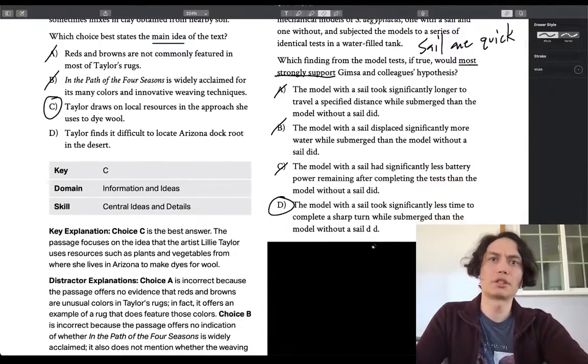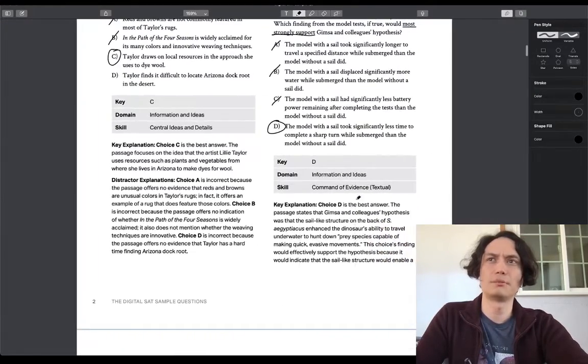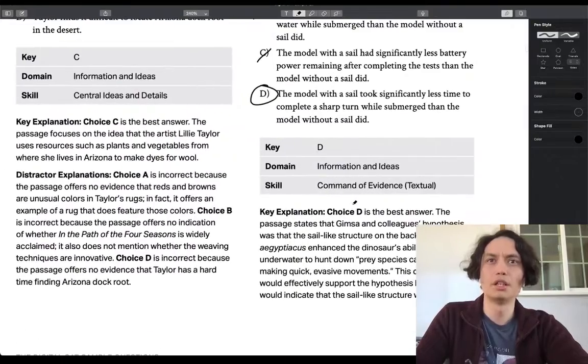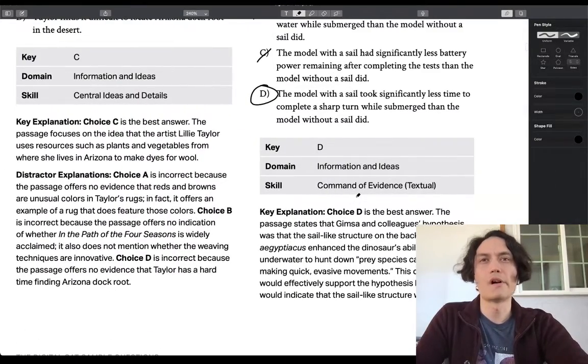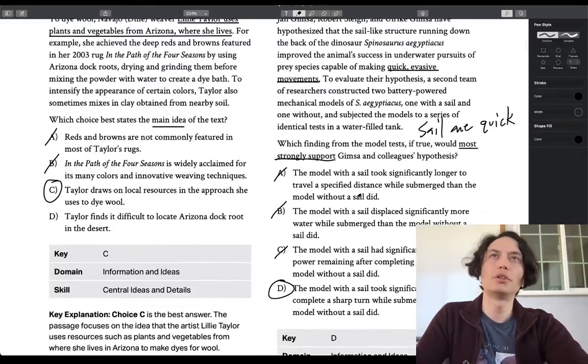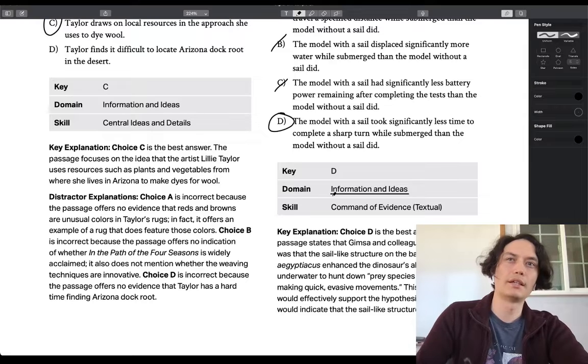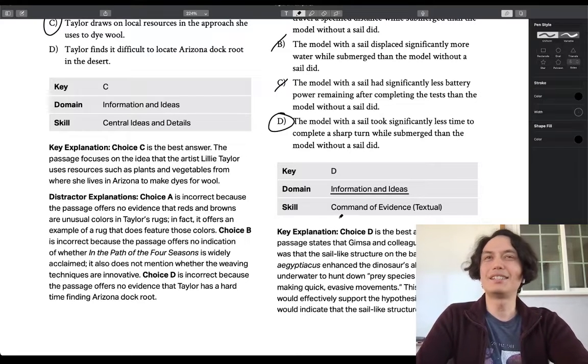Is this going to be a rhetoric question? No, it's information of ideas. Interesting. Command of evidence. We're trying to support a thing. Huh. Yeah, I mean, sure. I wonder now, because information and ideas to me has always struck me as like details questions, facts type questions.